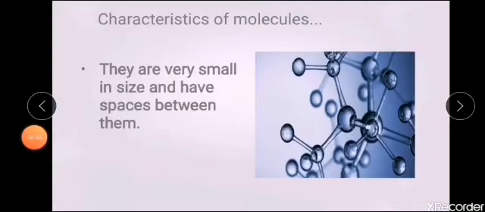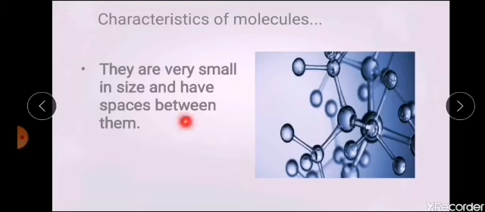Coming to the characteristics of molecules, both atoms and molecules are very small, about the size of 10 raised to minus 10 meter only. That is why they are too small to be seen even with the help of a microscope.